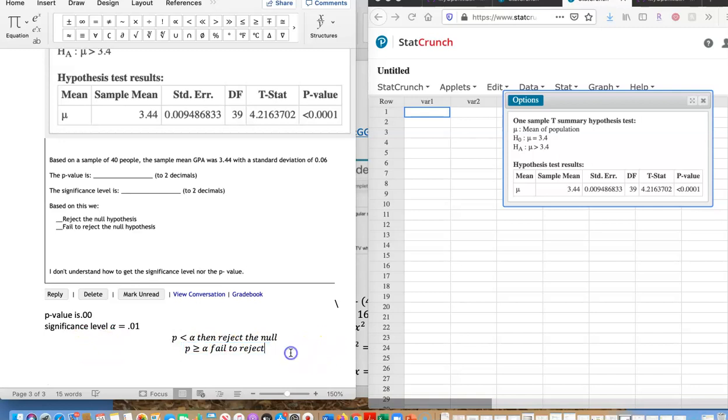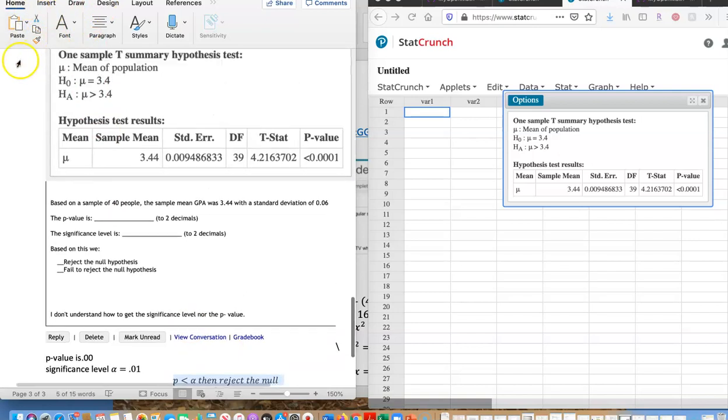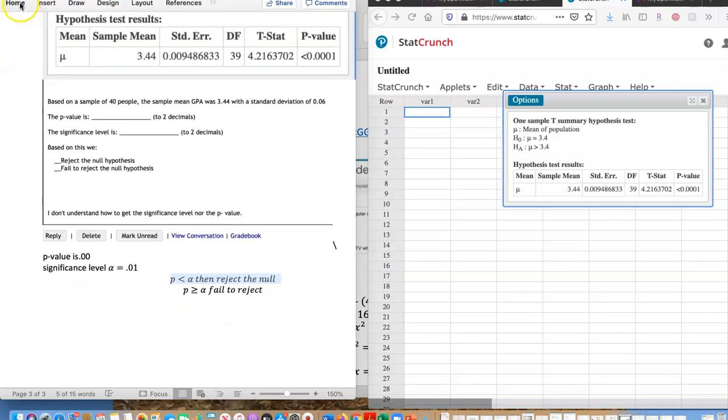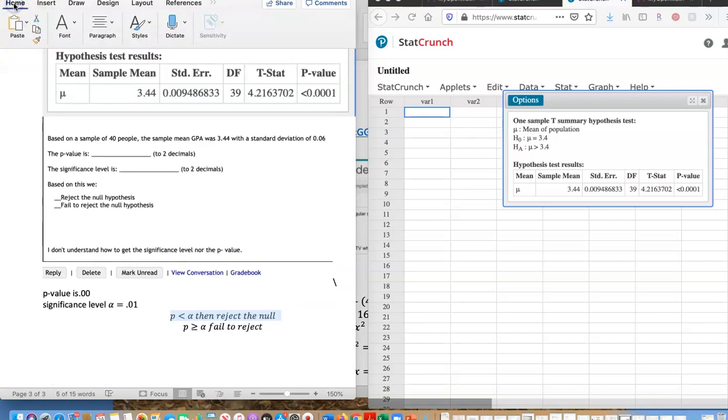So in this situation, since our p is 0, it is definitely less than alpha. So we would reject our null hypothesis. P-value and significance value are compared to determine whether you accept, whether you reject, or you fail to reject. I hope that helped.